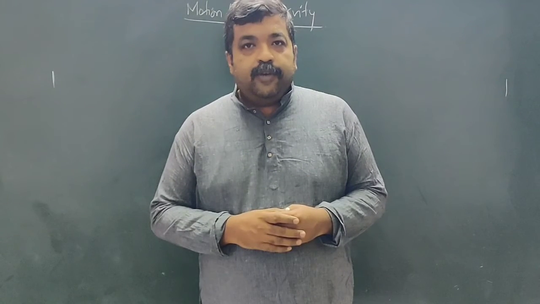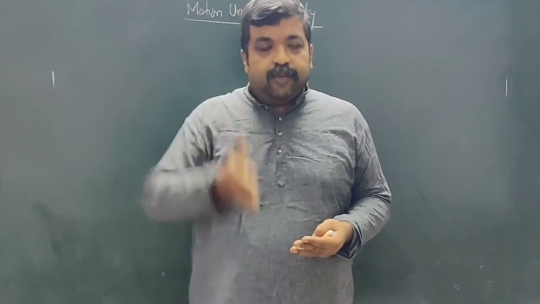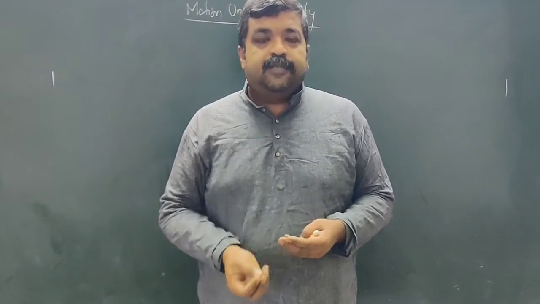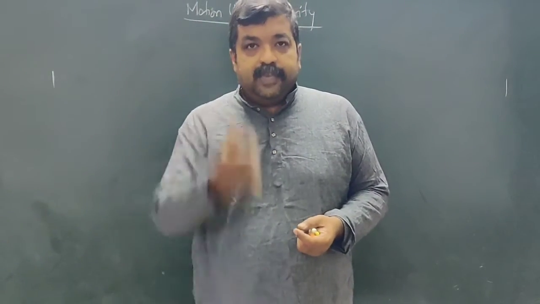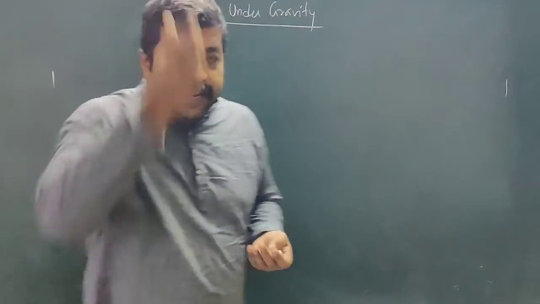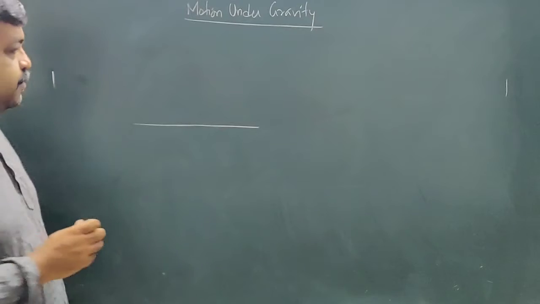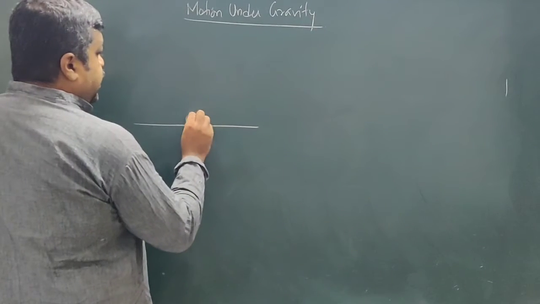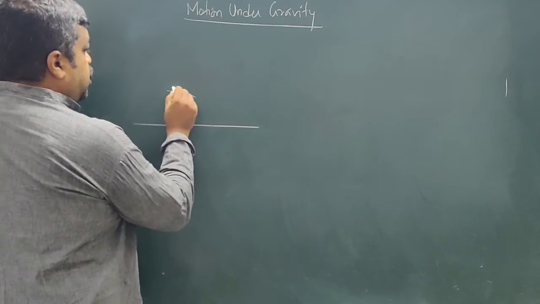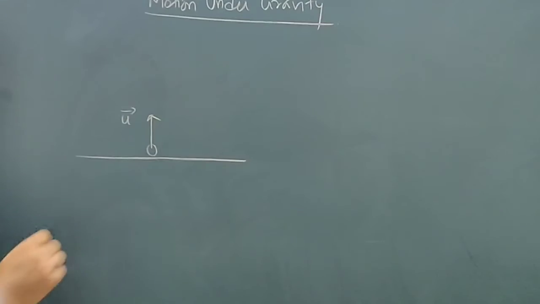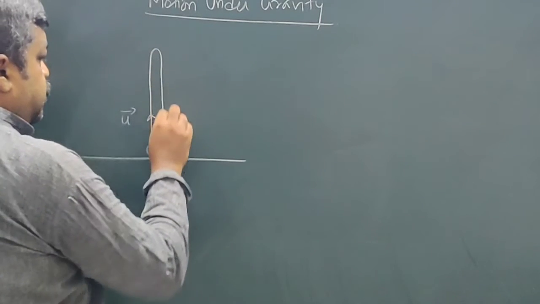So in this video we are going to discuss the topic of motion under gravity, that is the case of vertical motion, that is when a body is projected in the upward direction and then it goes down. Okay, that motion takes place along a vertical line. Now suppose this is the horizontal ground and this object is projected in upward direction with velocity u. Okay, so this object goes in the upward direction and then it comes down.